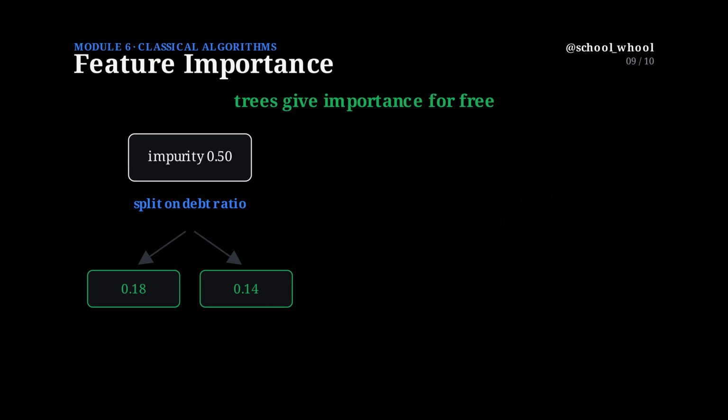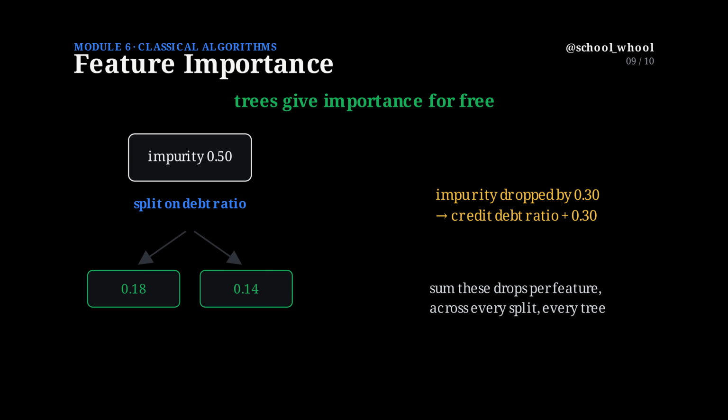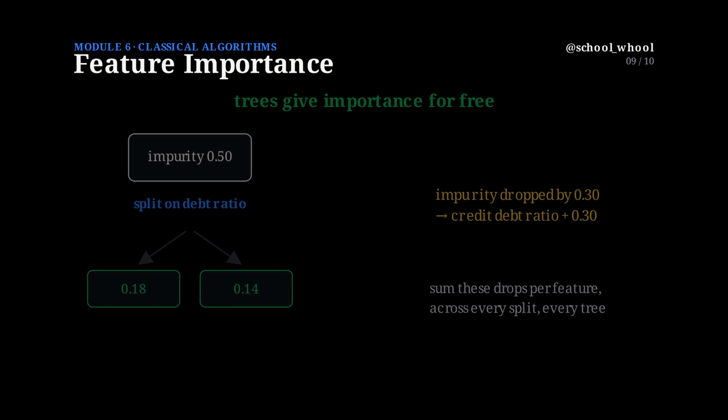Here's how. Remember that a tree picks each split to reduce impurity, to make the groups purer. Watch a split happen, and its impurity drop gets credited to the feature it split on. Add up those drops for each feature, across every split in every tree. A feature that did a lot of the tidying up scores high. Collect those totals and the model hands us a ranking.